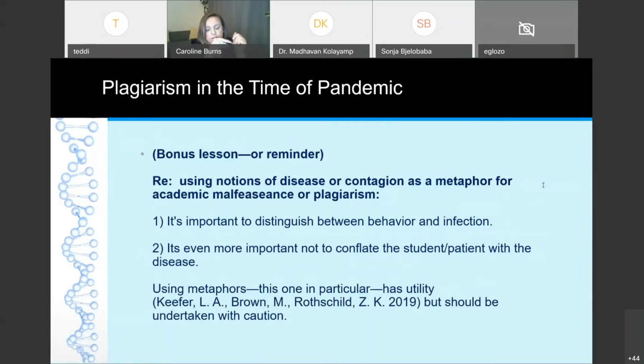Because I've used this metaphor of disease or contagion for academic issues or plagiarism, I just want to include a little bonus lesson, which is really important. And this is a lesson that our leaders here are not learning very well. It is really important to distinguish between behaviors and infections. Infections are something that happens from the outside and not something you choose. Behaviors obviously are things that we choose to do, but it's also really important not to conflate the person with the disease, right? We don't want coronavirus, but we do want to help the people who are out on the cruise ships and not just leave them floating from place to place, right? Because those are human beings.